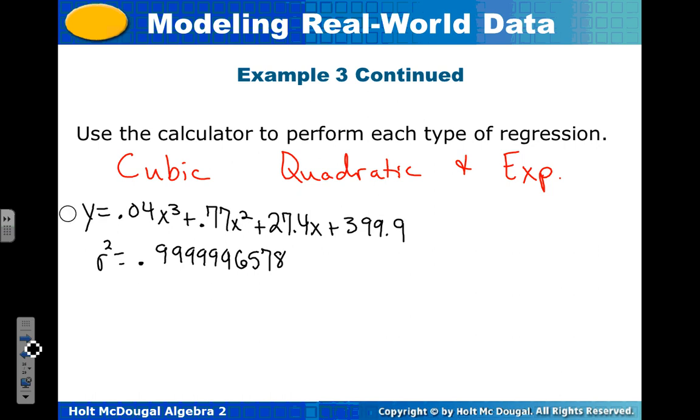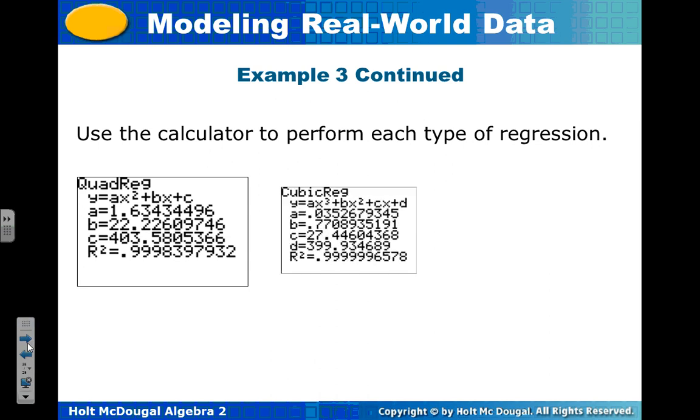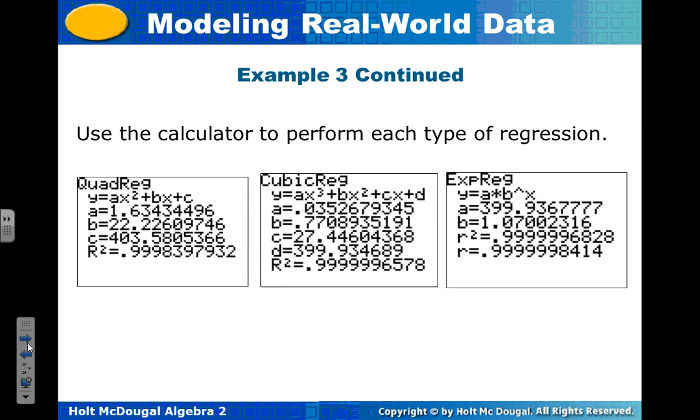All right. Now, once you do that, you then have to make a decision. Which one fits best? So I'm going to show you the three screens right here. There's quadratic, there's cubic, and there is exponential. If you look at their r squared values, quadratic goes 0.999. Only 3 nines. Cubic goes 0.999999. It's got 6 of them. Exponential goes 0.999999 with an 8. This one has 6, but when you look behind it, it's got 8. This one has 6, but it only has 6 behind it.